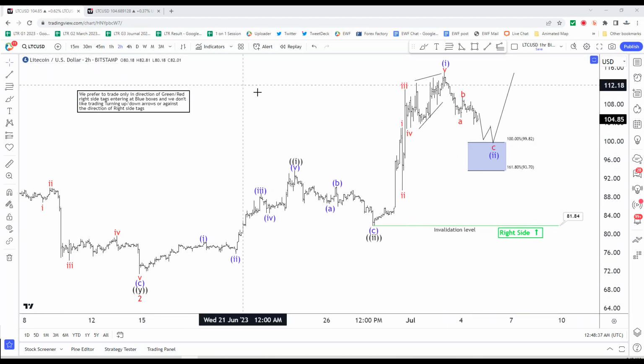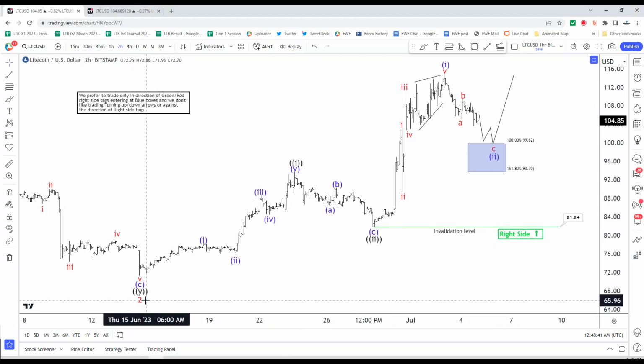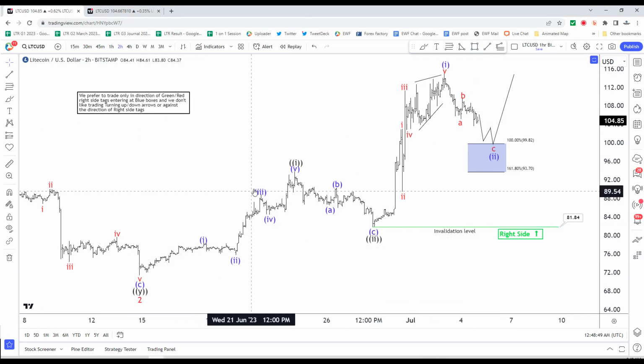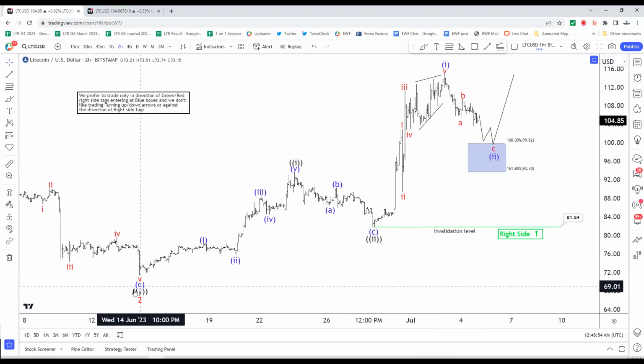Today we are looking at the chart of Litecoin. This is a 2-hour time frame. We can see we ended with 2 here in the minor degree and now has started with 3 higher. Now 3 should be subdivided into another 5 waves. So you got this 1 and 2 in the minute degree, and then now looking for a nest.